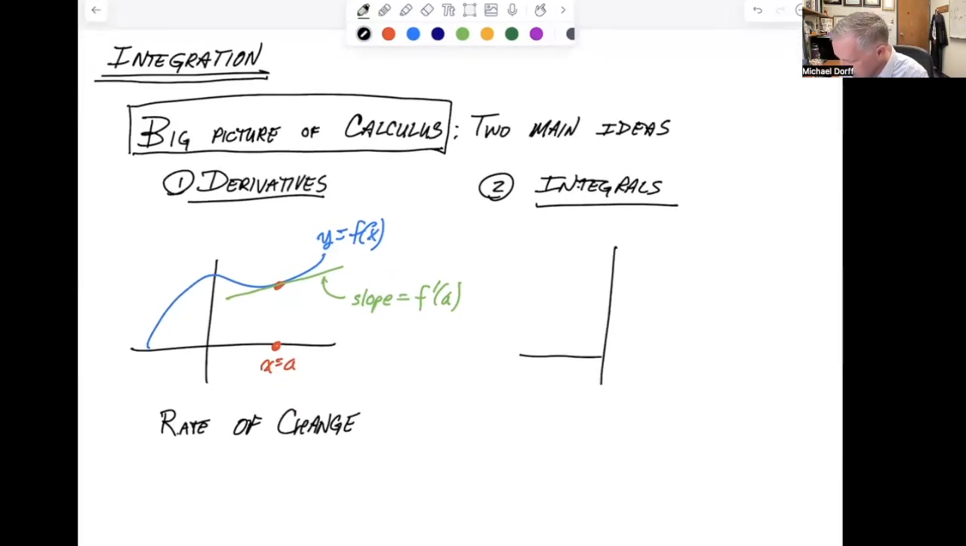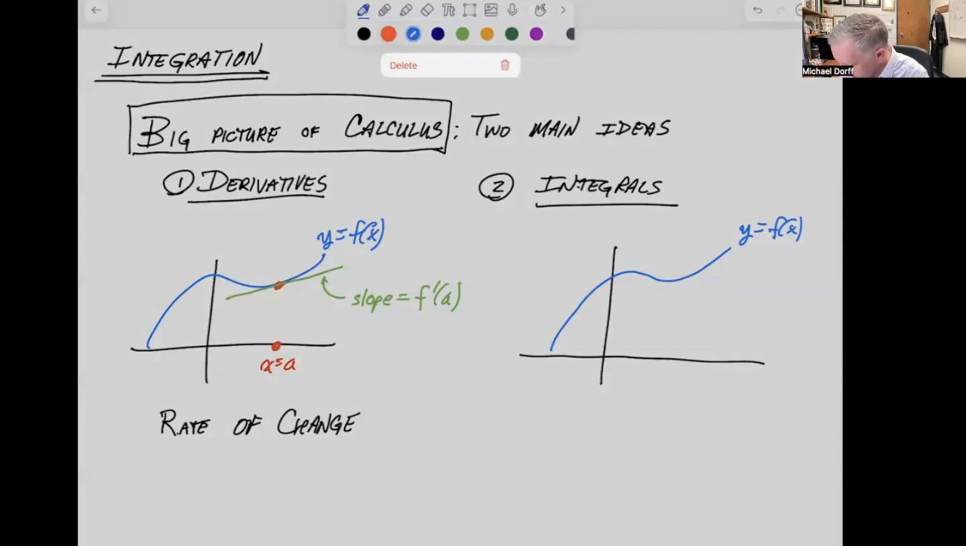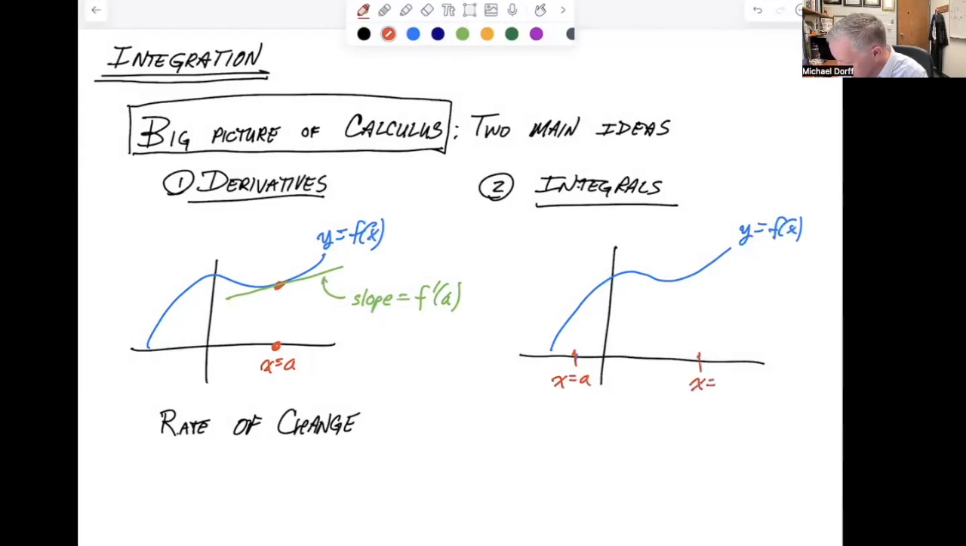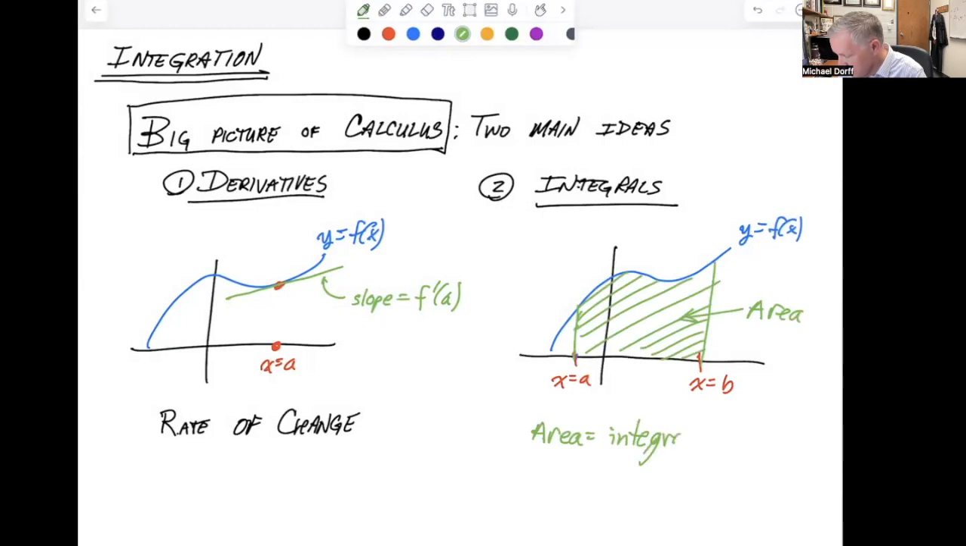Again, we can start with the graph of a curve, y equals f of x. And this time we're going to have two points we're going to look at. Let's say a point x equals a here, and x equals b. What we're going to look at is the area under the graph, but above the x-axis. And that area equals the integral. Okay, so we're going to be interested in that area.